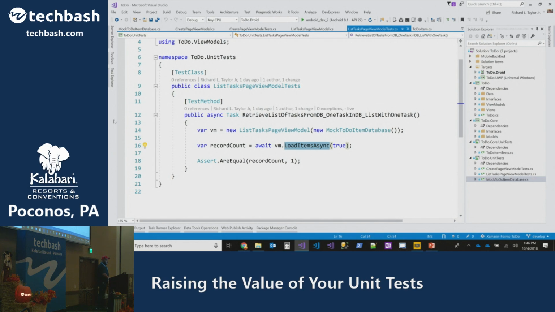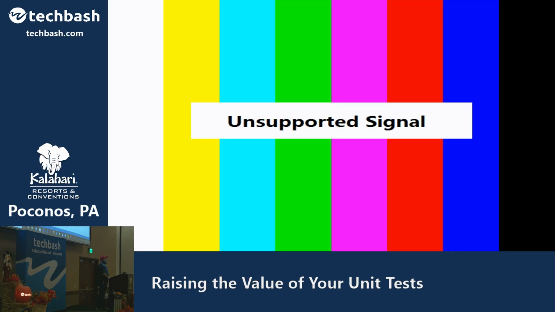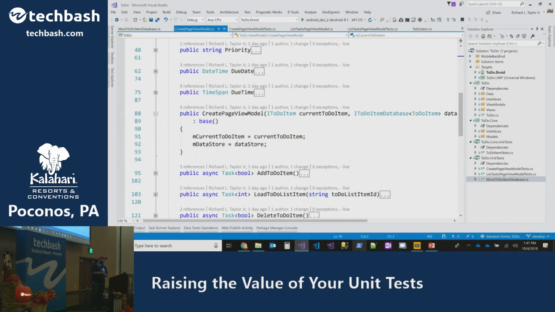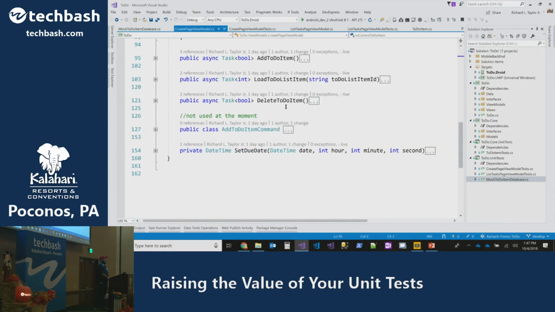And lastly, I've got one other example from a view model. When we want to create a new to-do item in the app, we use a create page view model that's wired up to the UI, and it takes a to-do item, and then it takes an object that implements I to-do item database. It sets them to a couple of private member variables, and then there are all sorts of things we can do. We can add, we can load, we can delete, we can set due dates, etc.